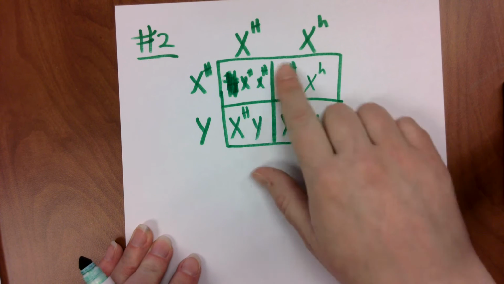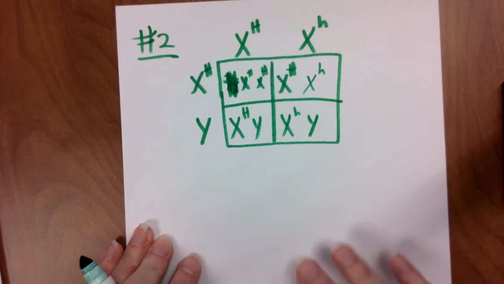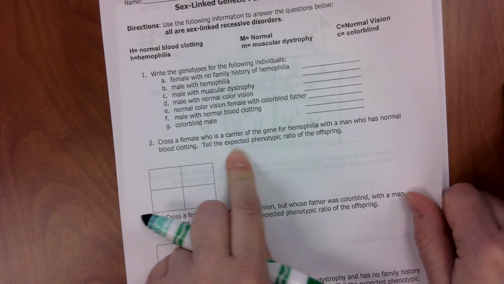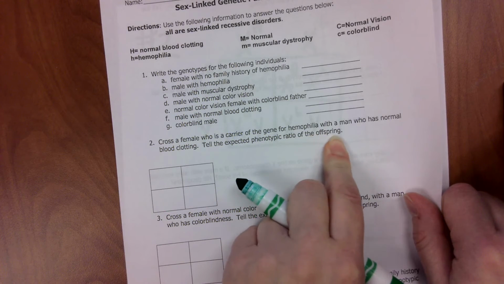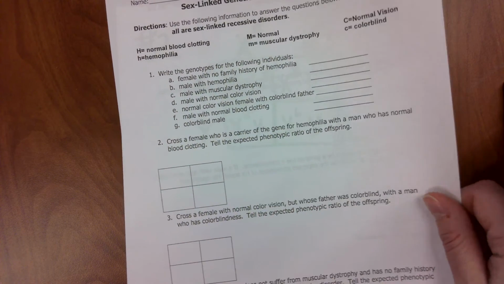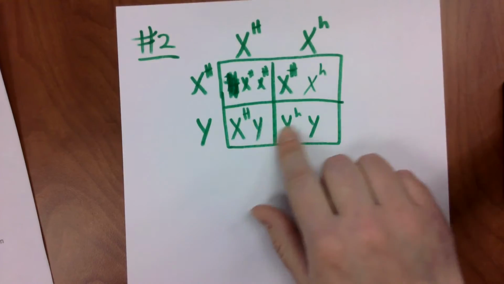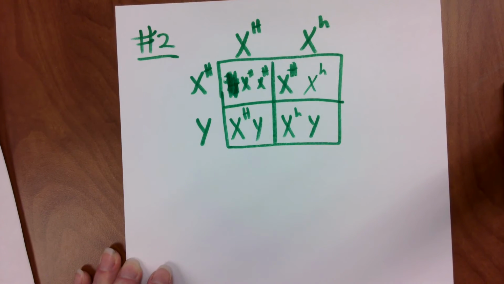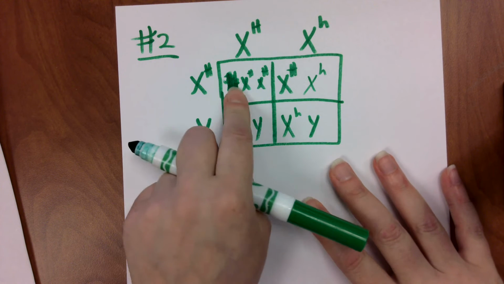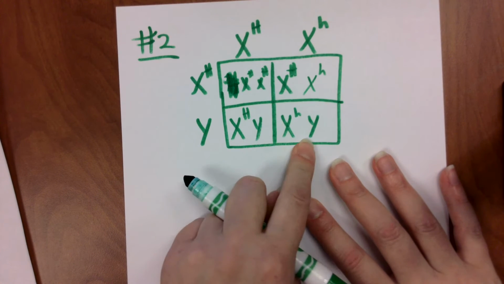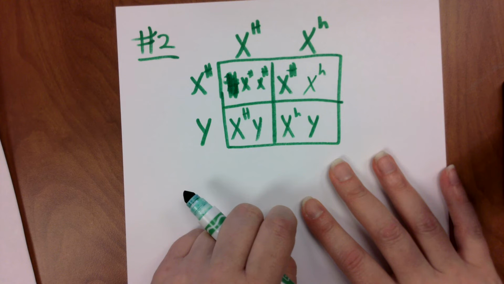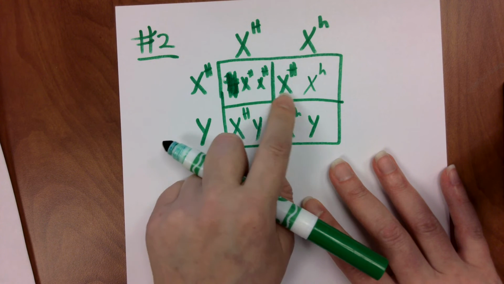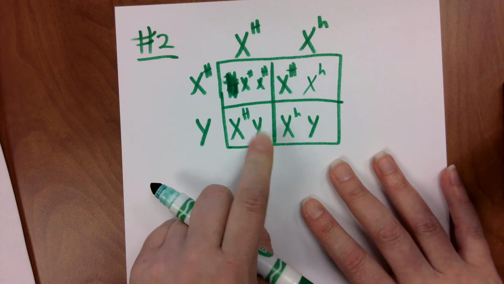So that's how you fill out your Punnett square, just like normal. And then here in the question, it says, tell the expected phenotypic ratio of the offspring. So all these individuals are your possible offspring. You'll notice we have 2 females and 2 males, just like we normally would. Each time someone has a kid, their chances of having a boy or a girl is 50%.